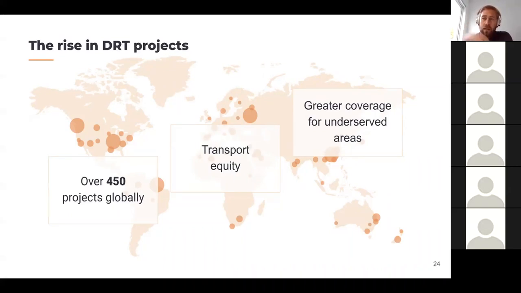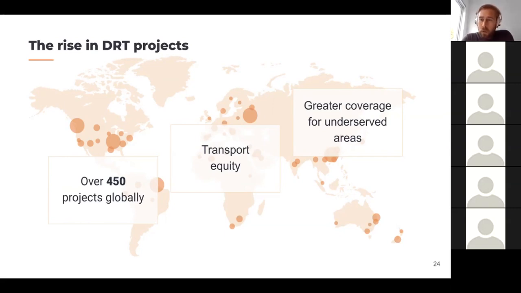It's DRT, or DDRT, which we kind of refer to as dynamic demand responsive transport with technology. It's still a fairly new concept. We were involved in projects back in 2017 that were considered trials for a number of years. That was really how we started.